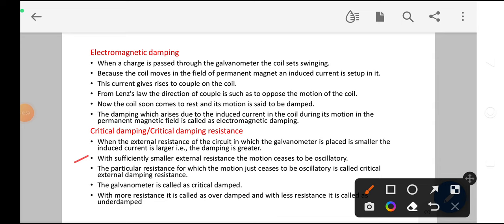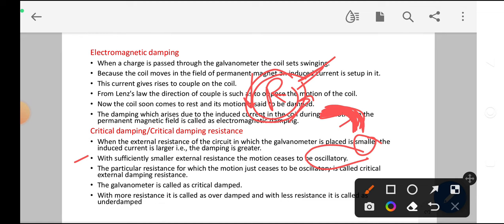Next: with sufficiently small external resistance, the motion ceases to be oscillatory. If you make the resistance very small, then what happens? The motion ceases to be oscillatory, meaning it continuously moves with the same amplitude and the same speed. This resistance is somewhat greater than this value. At that point, the oscillations continue like this without stopping. That is called the motion ceasing to be oscillatory.